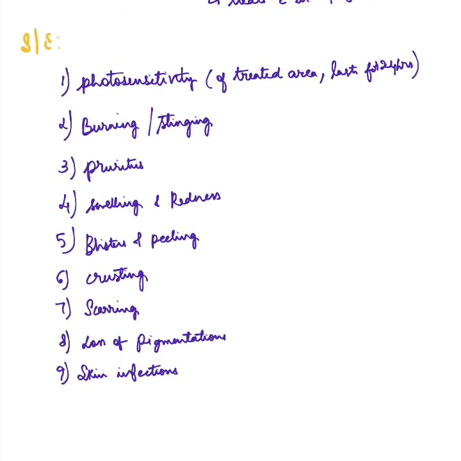Coming to side effects, photosensitivity of the treated area usually lasts for 24 hours. However, if porfimer sodium is used, it lasts for many months. Then burning or stinging sensation, pruritus, swelling and redness of the area, blisters and peeling, crusting, scarring, loss of pigmentation in the area and skin infections are all some of the side effects of photodynamic therapy.